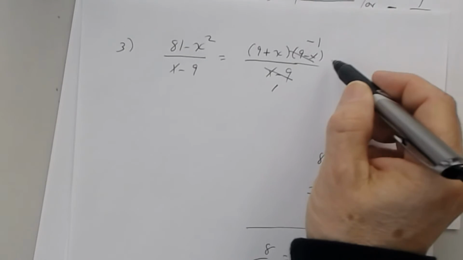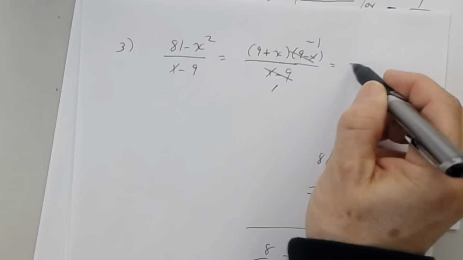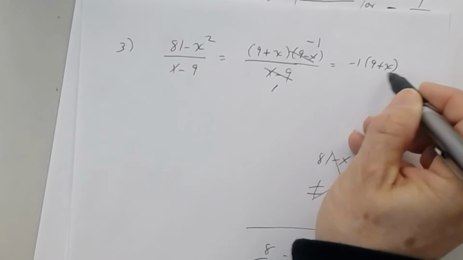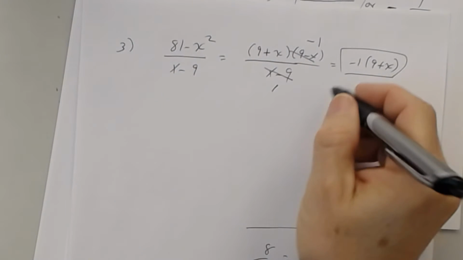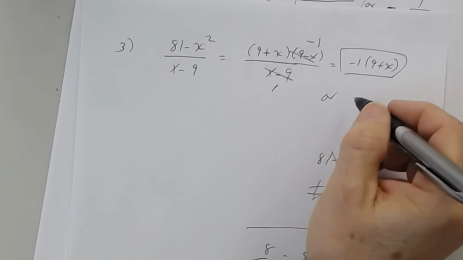But you're going to leave your answer like this. You're going to say negative 1 times 9 plus x. That's how you're going to write it. Don't distribute. Leave it in factored form. Leave it as negative 1 times 9 plus x. So we cannot write it as negative 9 plus x? You can if negative 9 minus x, you can if you want to, but I would leave it in factored form.